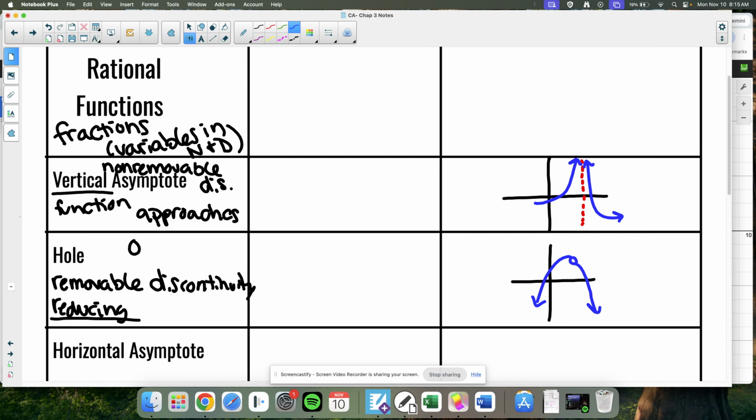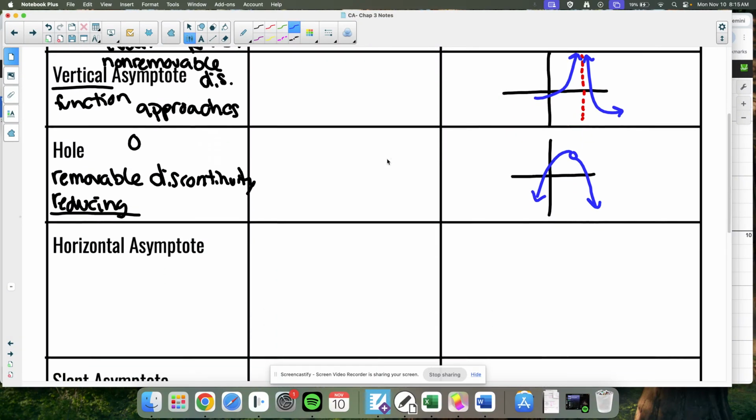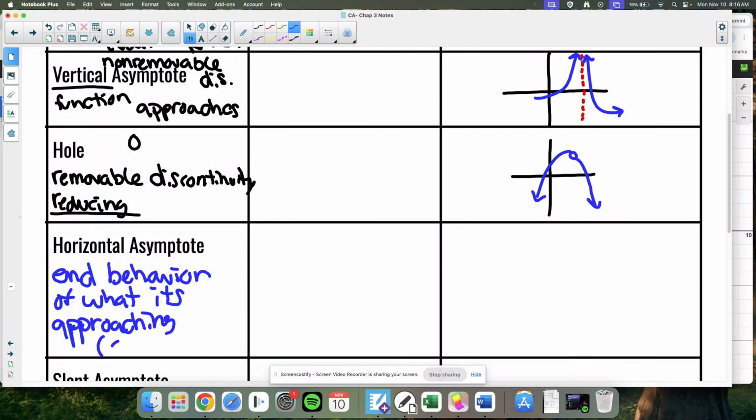A horizontal asymptote. Which way does horizontal go? Left and right. So a horizontal asymptote. A vertical asymptote is what the graph approaches. What would a horizontal asymptote be? It ends up being the end behavior of what it's approaching. And then the thing about a horizontal asymptote, you actually can equal it.